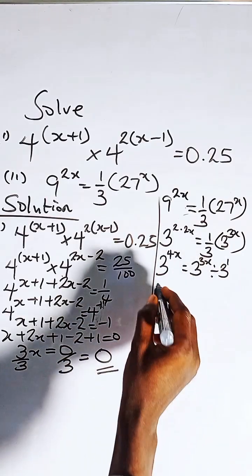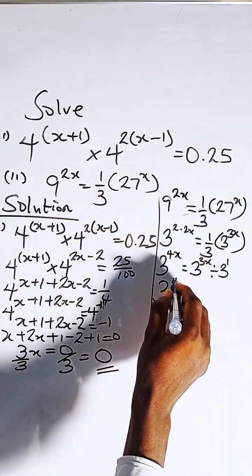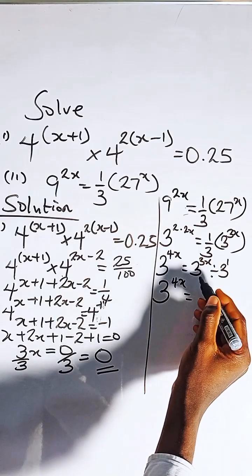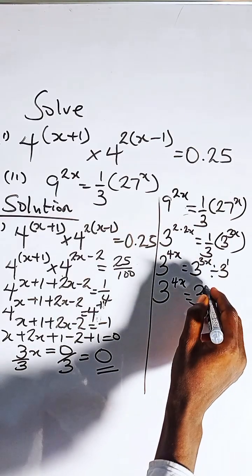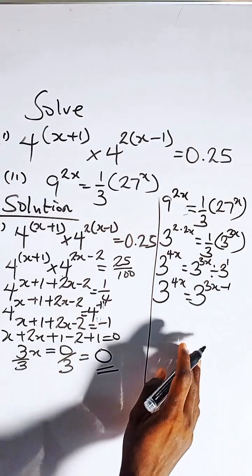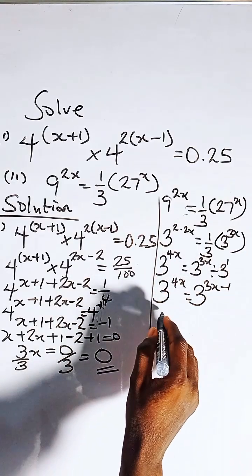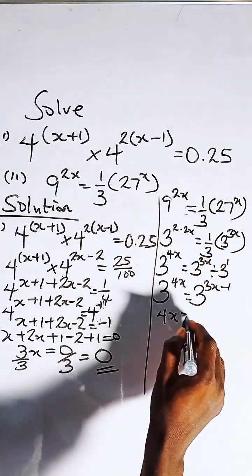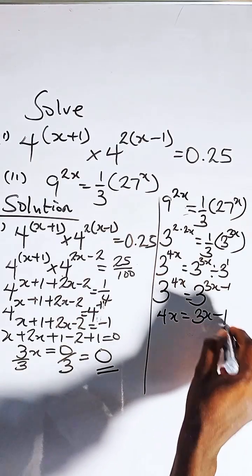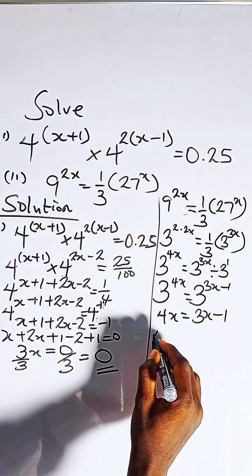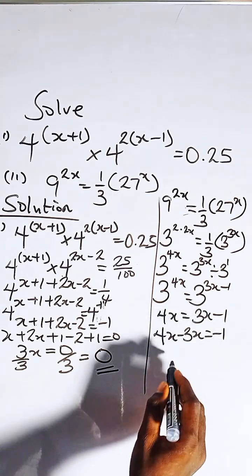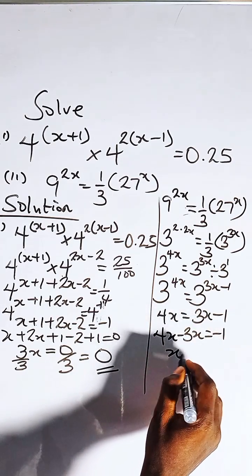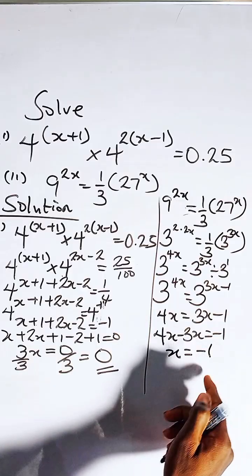So we have 3 raised to power 4x equals, and we apply the division law of indices, we subtract the power, so we have 3 raised to power 3x minus 1. So here we have 4x equals 3x minus 1. We collect the like terms, 4x minus 3x equals minus 1. So here we have x equals minus 1.